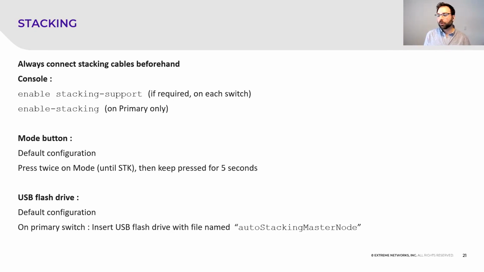But we can also enable stacking through the mode button, which is just a little push button that's in the front of every universal switch. So the prerequisite to enable stacking with the mode button and the USB flash drive as well is that all the switches need to be on default configuration, right out of the box. And then all you need to do is, on the switch which you want to be the master of the stack, press the mode button twice until the stack LED lights up, and then keep the button pressed for 5 seconds.